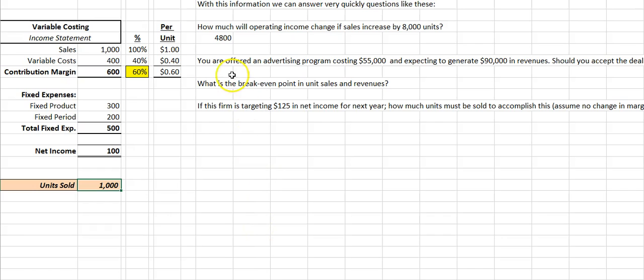So let's take a look at another question. If you are offered an advertising program costing $55,000 and expecting to generate $90,000 in revenues, should you accept the deal? In this case, the per unit basis is not that helpful, right? The data that is most helpful is the percent basis, 60%, and you'll see how.